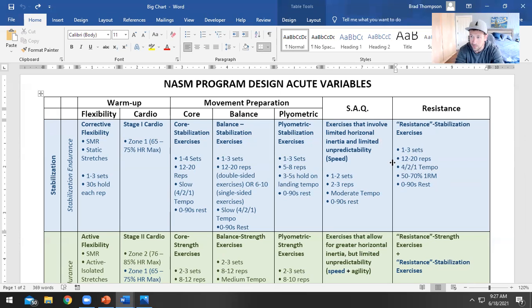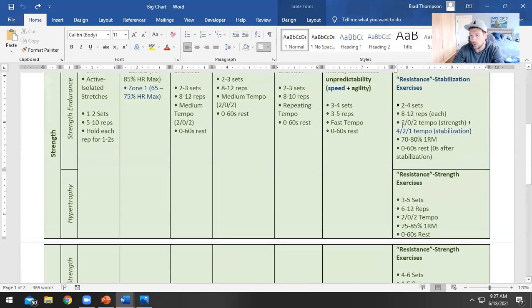Then we've got our medium tempo. Our medium tempo is your classic lifting tempo. We call it a 2-0-2 tempo, right? So a 2-0-2 tempo basically looks like this: 1, 2, 1, 2, 1, 2, 1, 2, right? Kind of your classic medium tempo. You want to take a little pause in there. I don't think it's going to hurt you, you know?